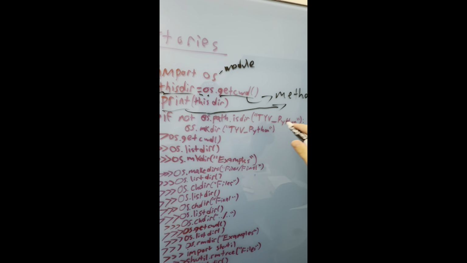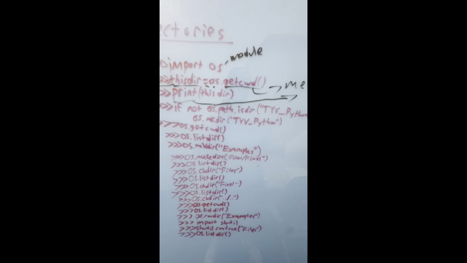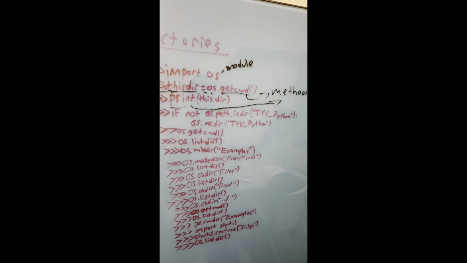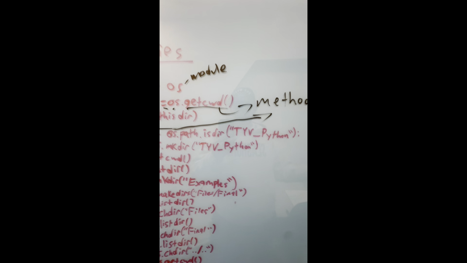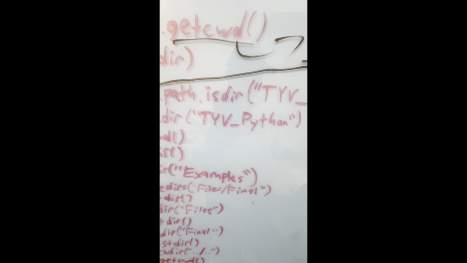If not os.path, there's a blah blah blah. So let me get my book out actually. Okay, so what that does, it uses the isdir method. As you can see right there, isdir method, not the same as this dir, I think, but it uses that method, which is from the path object, which is from the os module. As you can see, that lines up pretty well.